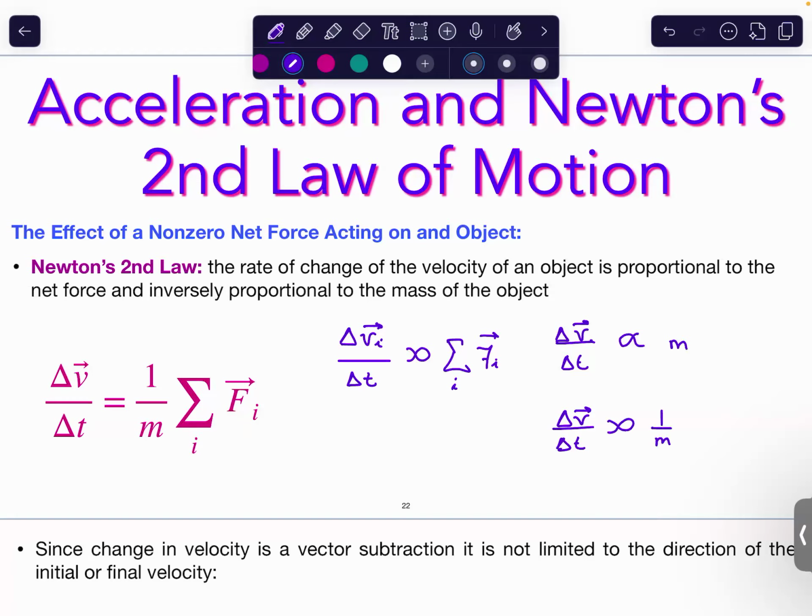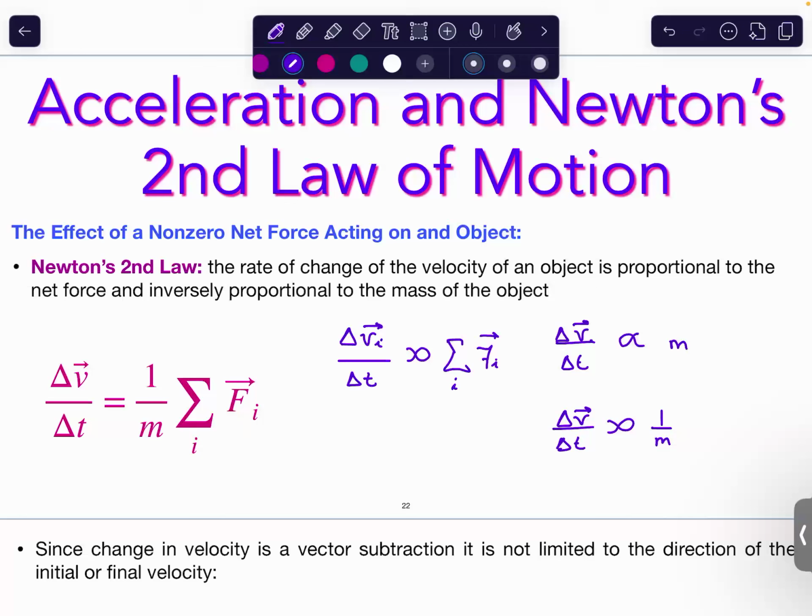Or that one. You see the difference? Okay, so that little mathematical symbol, what does it mean? Proportional to. So when your open side is to the left, you read that as your delta V over delta T is proportional to the net force.